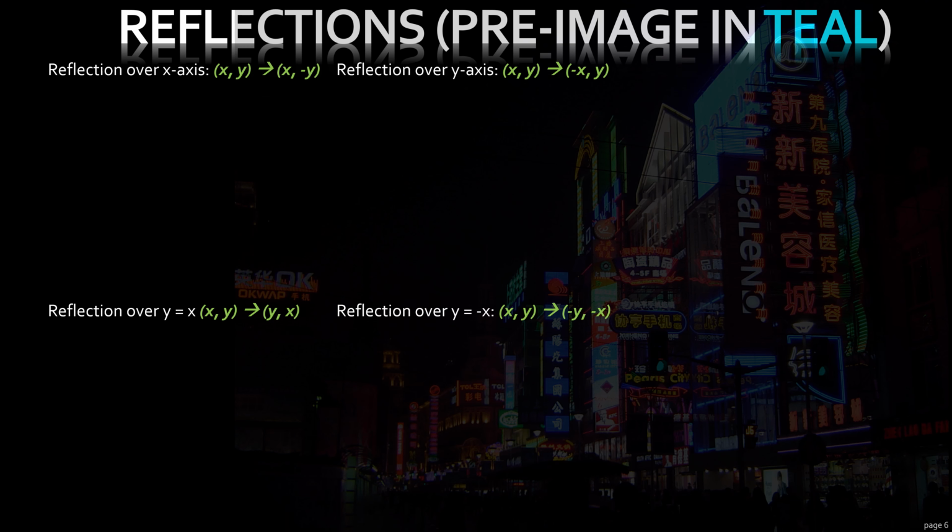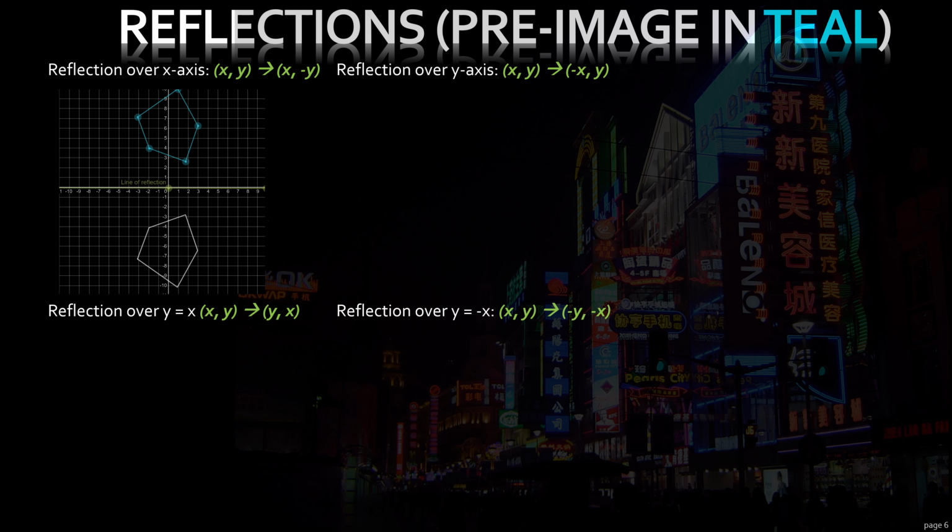The next thing that we're going to look at are reflections. Hopefully this should look familiar, and we were primarily just concerned about 4 types of reflections. There are infinitely many types of reflections, but we're only going to be looking at these 4. The first one is a reflection over the x-axis.